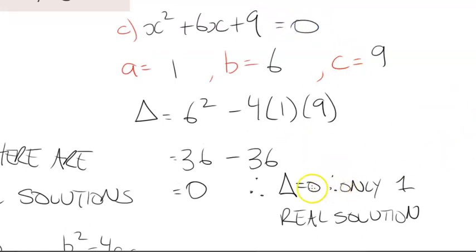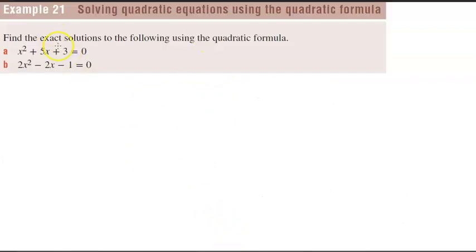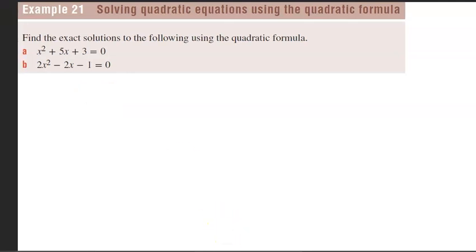So to know how many solutions there are using the discriminant is quite simple. You just plug in your a, b, and c. And quite similarly to the actual formula itself, when you get questions like these, find the exact solutions for the following quadratic equations, you're going to use your quadratic formula and you're going to get potentially 2 solutions, or 1 solution, depending on what the quadratic actually is. So let's go ahead and solve for these ones.